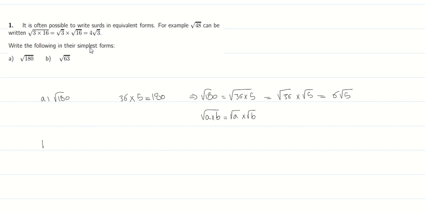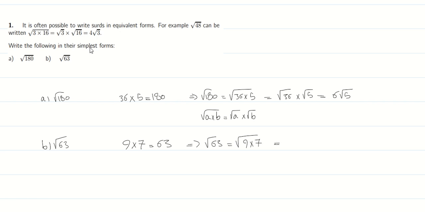Now let's head to question B in here, which is the square root of 63. Again, we need to find the biggest square number that goes into 63. What would be that value? It would be equal to 9. So we can write 9 times 7 would be equal to 63. And we can say that the square root of 63 would be equal to the square root of 9 times 7.